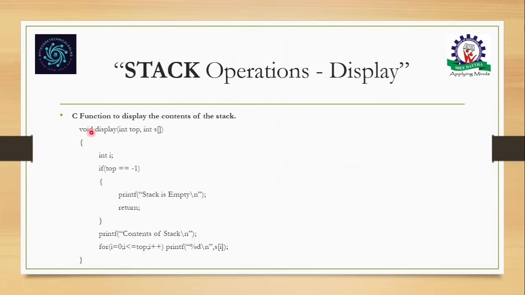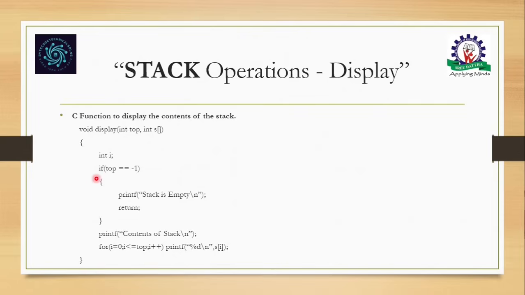Hence we can write the C function to display the contents of the stack. Here we use the parameters top and the array S. We initialize I, the special variable that acts as the index variable in my for loop. First we check whether top is marking at -1. If top is marking at -1, the stack is empty. So I print the error message 'stack is empty' and return back to the main function where display was called.